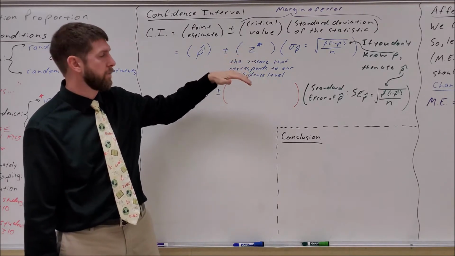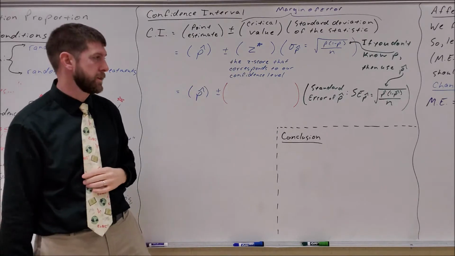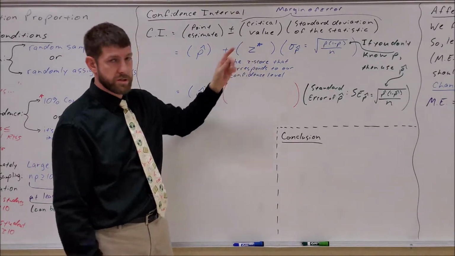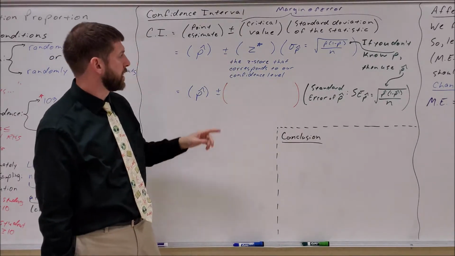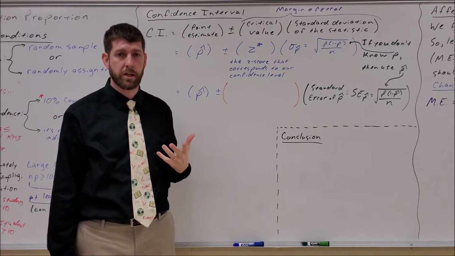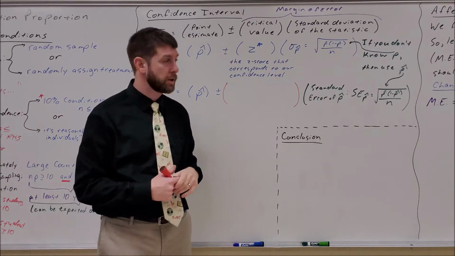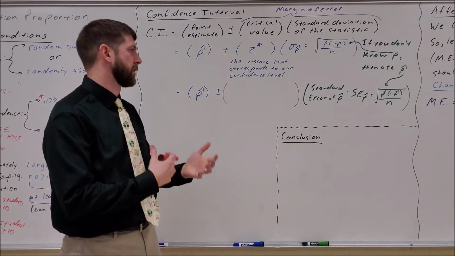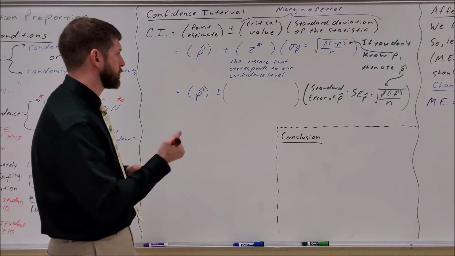Now we're going to give a name to this. So this is now critical Z. The critical value, or Z with an asterisk, critical Z, is just the Z-score that corresponds to the confidence level that we're interested in. So we were interested in a 90% confidence level. Let's see if we can figure out how we would figure out what that Z-score is.